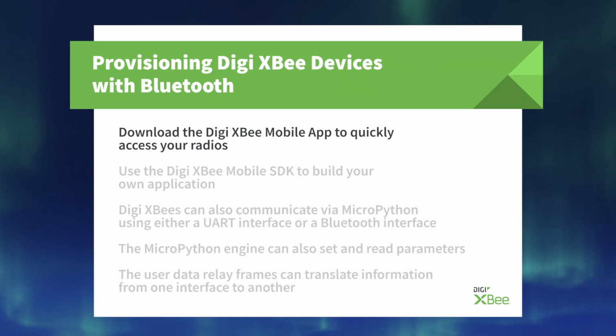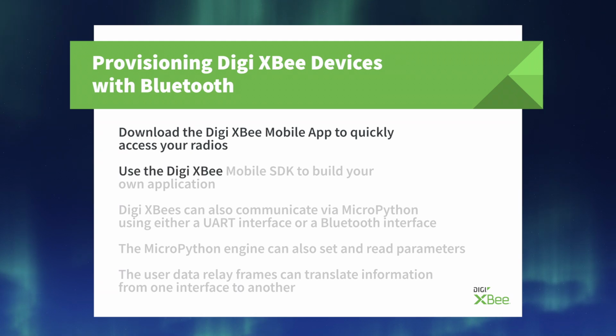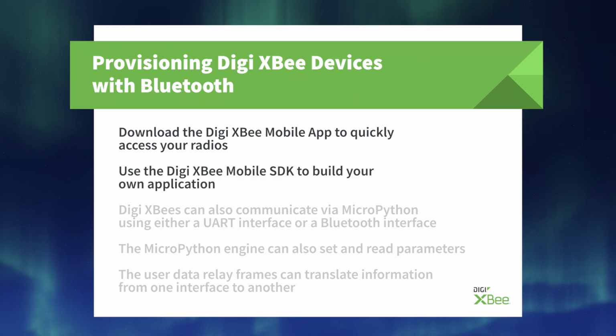Mark, how can Bluetooth be used for provisioning with an XBee-enabled device? Thanks, Raquel. There's actually multiple ways that a customer can provision their devices with Bluetooth. Probably the first and easiest way to do this is download our XBee Mobile App. This will give you instant access to our radios, just like you had in XCTU or in our XBee Studio. Customers could also build their own application using our mobile SDK, or software development kit.